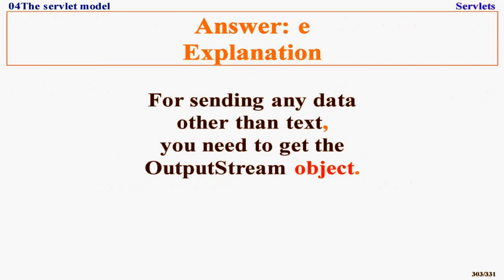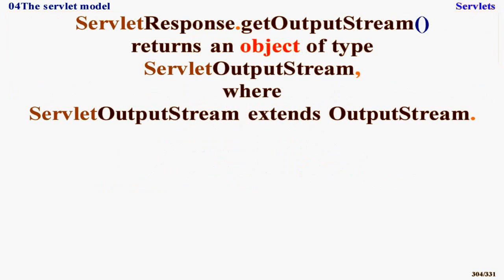For sending any data other than text, you need to get the OutputStream object. ServletResponse.getOutputStream returns an object of type ServletOutputStream, where ServletOutputStream extends OutputStream.